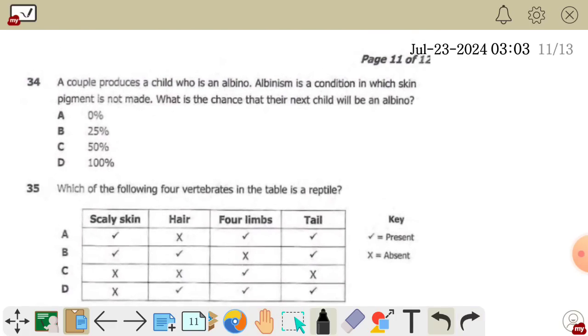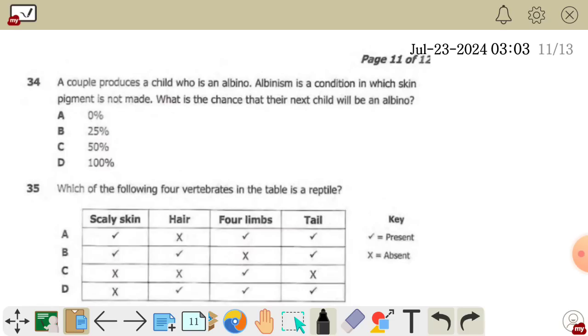So question 34 reads, a couple produces a child who is an albino. Albinism is a condition in which skin pigment is not made. What is the chance that the next child will be an albino? So this is a couple. It has produced one child who is an albino. In this case, this couple is normal. So for them to produce an albino child, it means they are carriers. So what is the chance that their next child will be an albino?